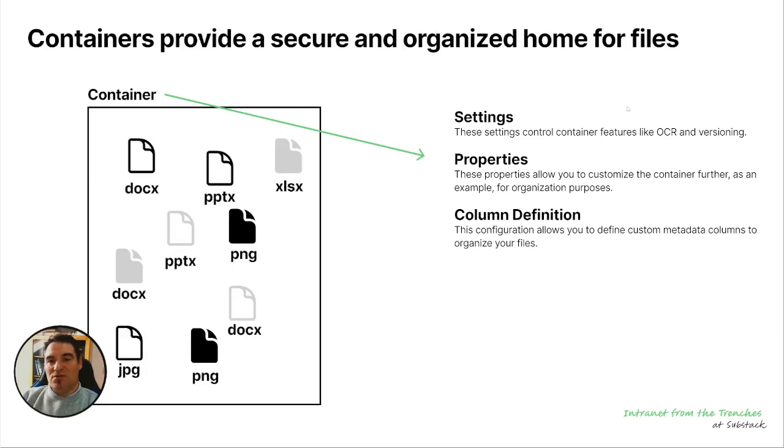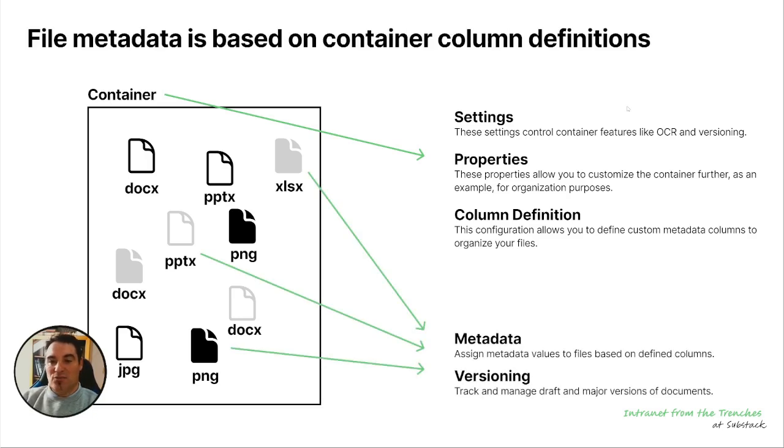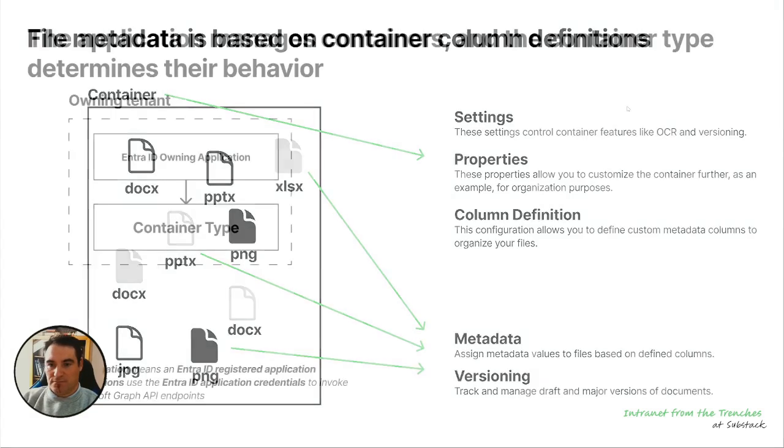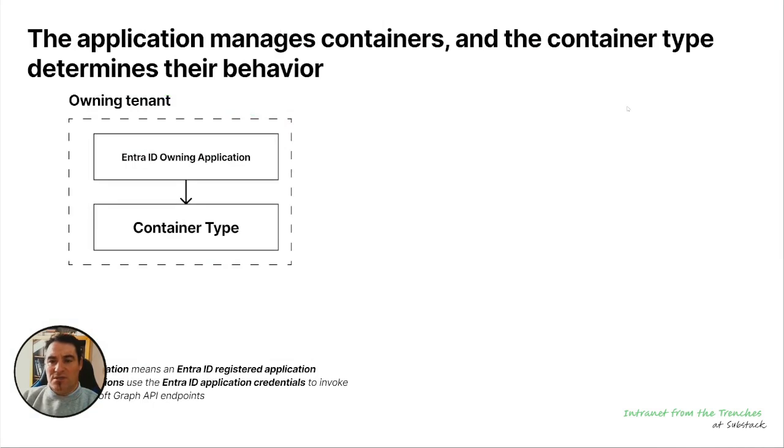So as I mentioned, the container will have a lot of different kinds of documents. We saw in the first section, not only Microsoft ones, but any of them, okay? And you can apply metadata based on the columns defined in the container to each of these files. And also you can track and manage different versions of these documents and restore a previous one in case you need it. In addition to this, we have to understand the concept of the application and container type.